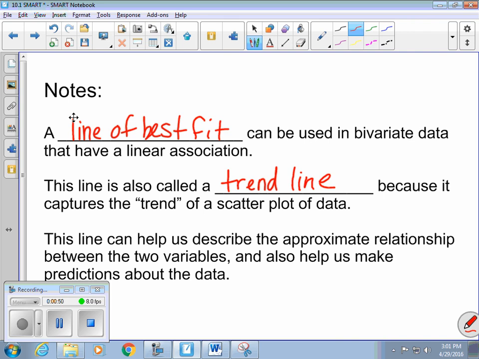So just like you have trends of what people wear, the music that everybody in your group listens to, the trend of a scatter plot shows essentially what's happening between all of the data points, but it's not an exact relationship. This line can help us describe the approximate relationship between the two variables and also helps us make predictions about the data.